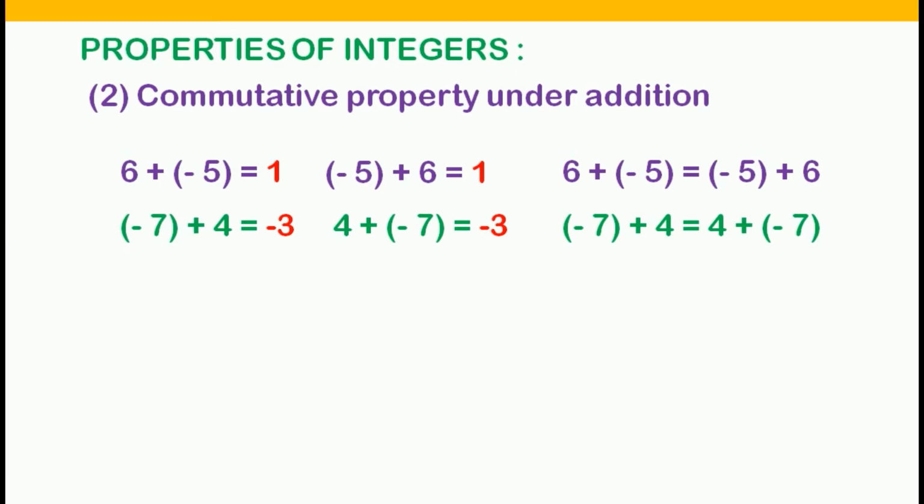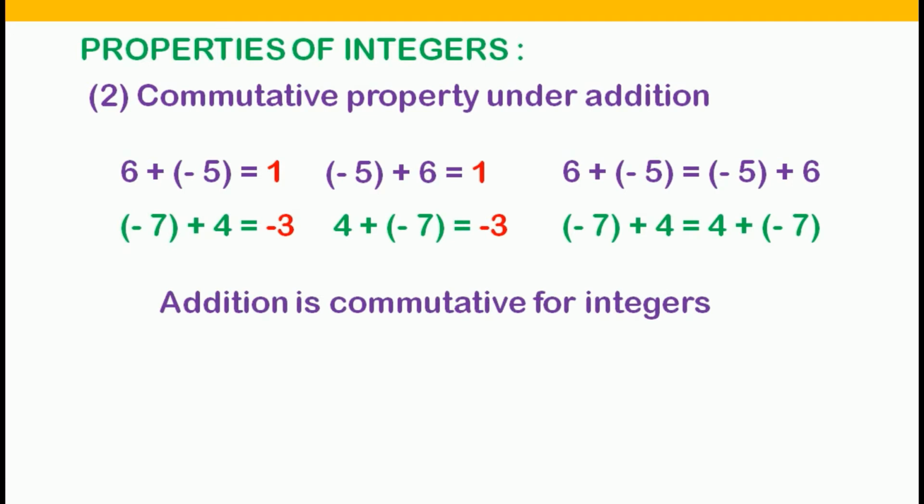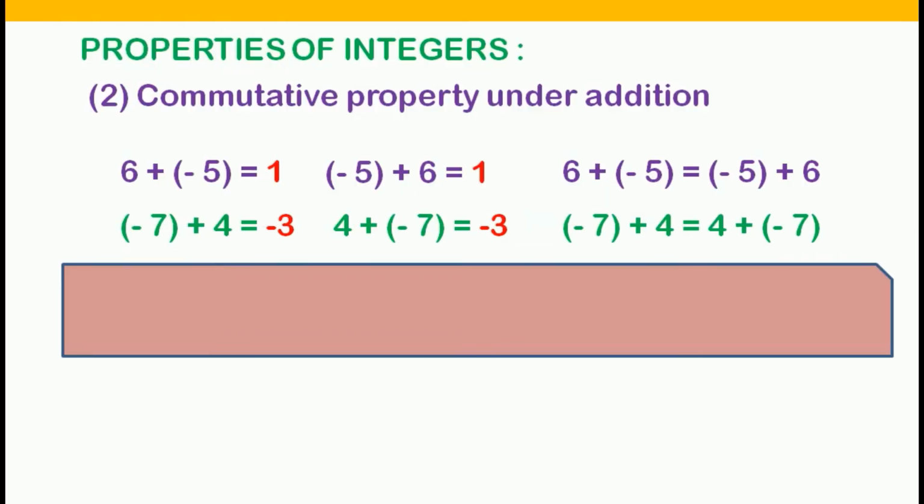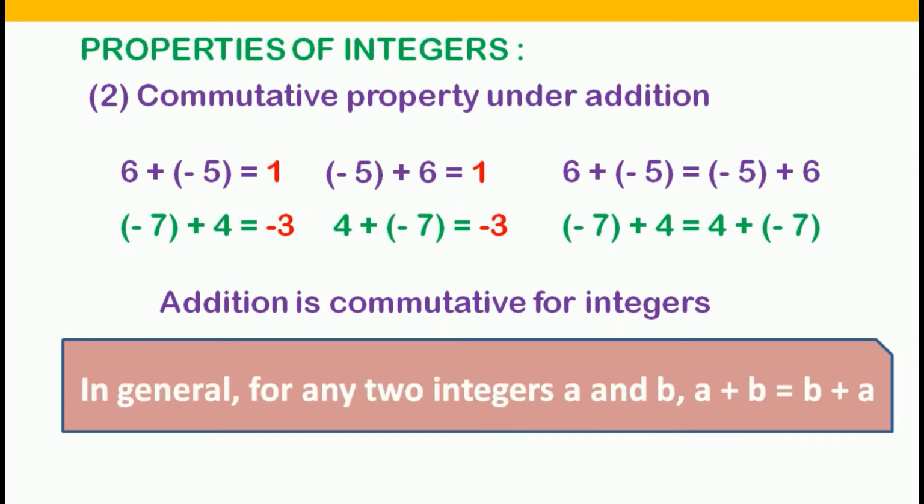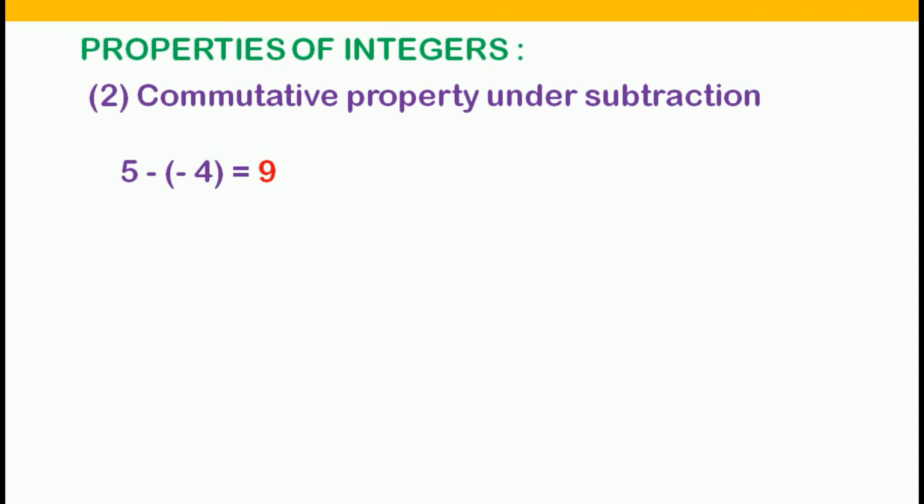Take some more examples. You can find that the result is same when we change the order. So we conclude that addition is commutative for integers. In general, for any two integers a and b, a plus b is equal to b plus a. Now commutative property under subtraction.